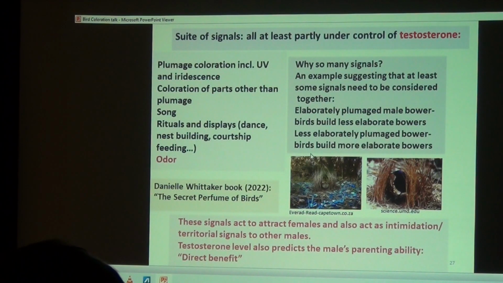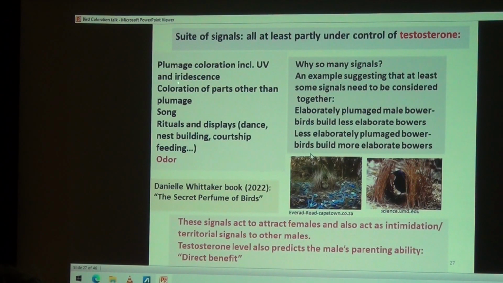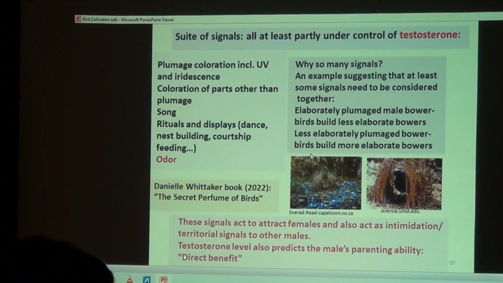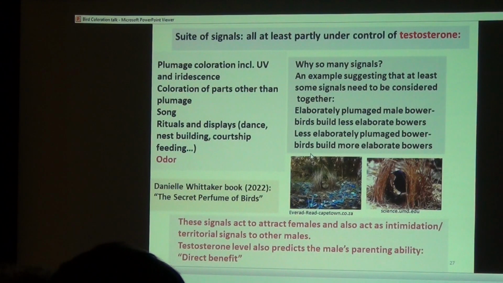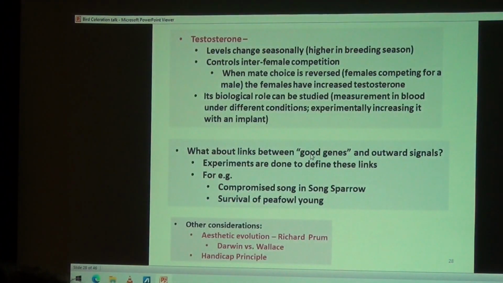And too little testosterone is also not good for a parent. He's not effective in defending territory or warding off predators or bringing food. So the level of testosterone, as evidenced by these signals, can give some idea to the female of direct benefit, and these same testosterone levels can act to intimidate other males. Okay? And these are both components of sexual selection.